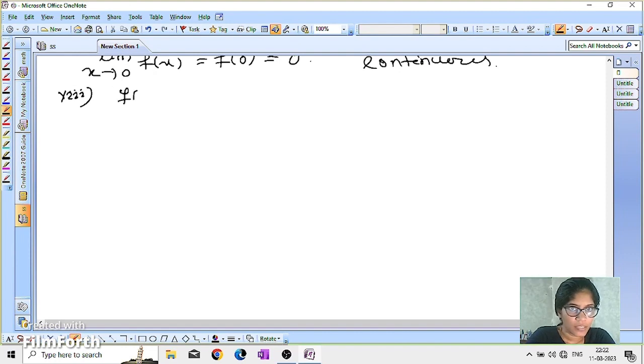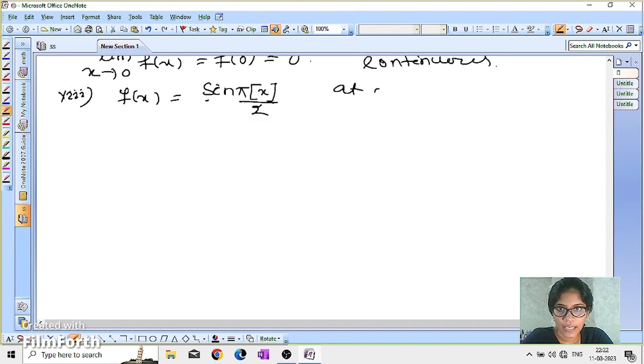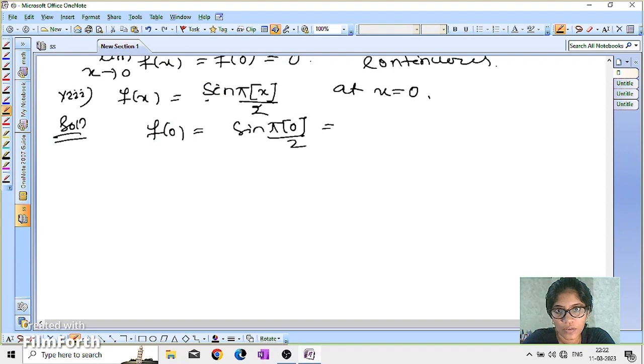Next, the third question: f of x is equal to sin of pi times the greatest integer of x by 2. Check at x equal to 0. First we check the function value at that point. f of 0 is equal to sin pi into 0 by 2, which equals sin 0, equal to 0.